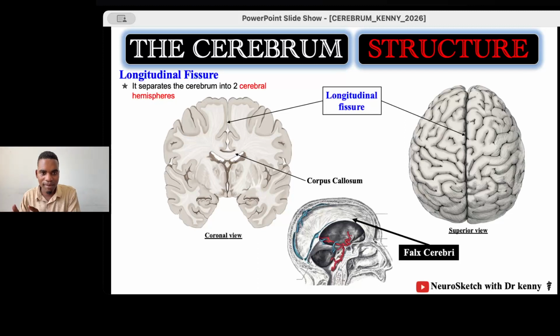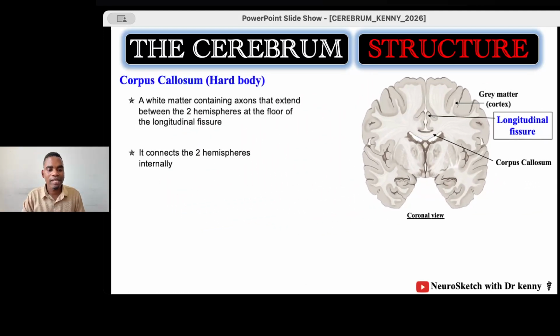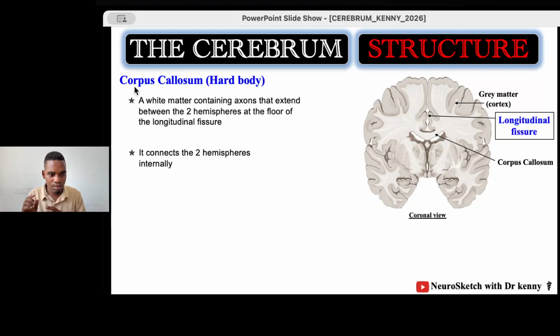So the falx cerebri goes through the longitudinal fissure to partially compartmentalize the left and right cerebral hemispheres. But these two hemispheres remain connected by the so-called corpus callosum to make sure that the brain is working in synchrony, with the left side and the right side communicating with one another. So we have a physical separation by the falx cerebri, but the hemispheres remain connected by way of the corpus callosum. The word corpus callosum translates to the hard body, because corpus means body and callosum means hard.